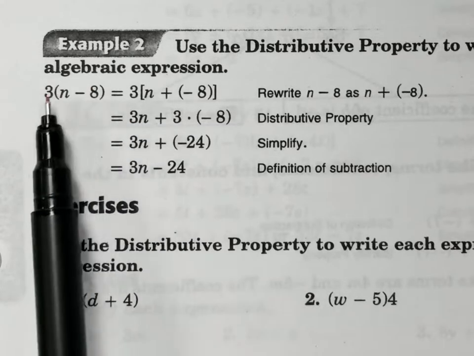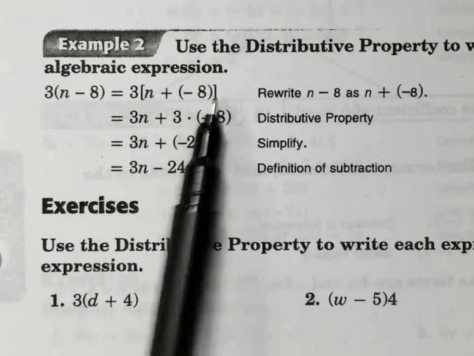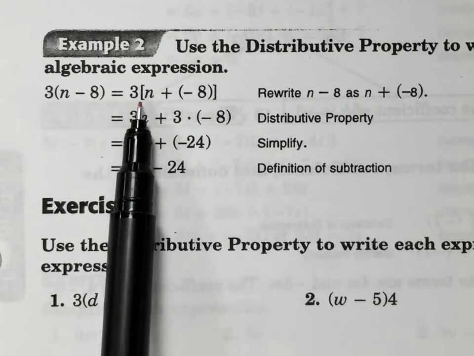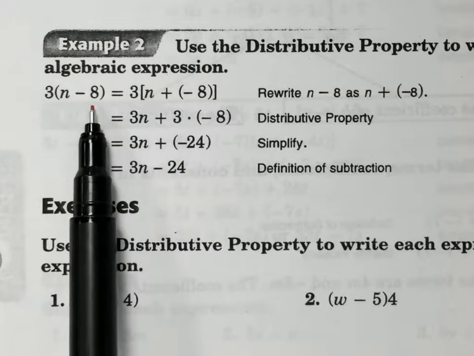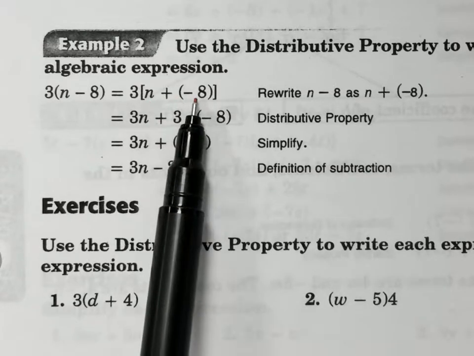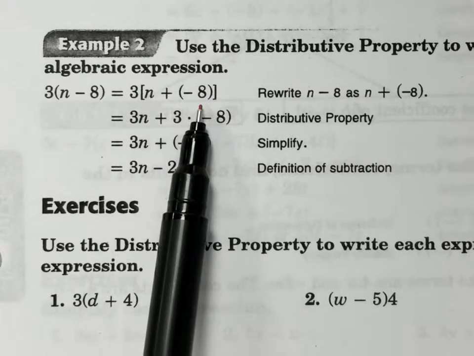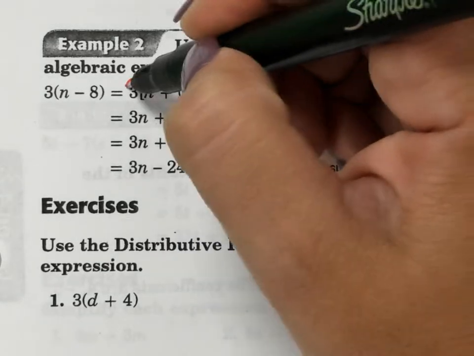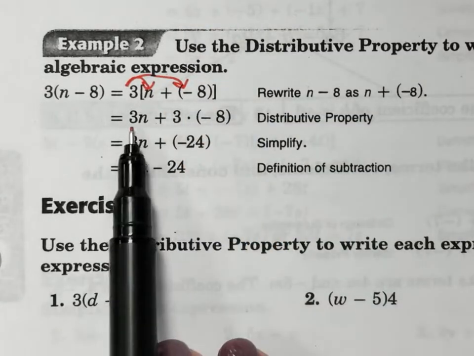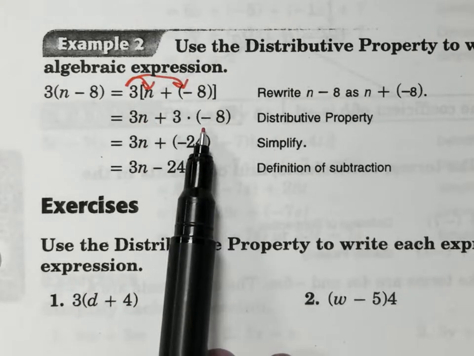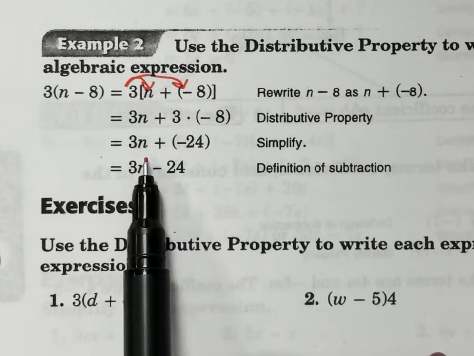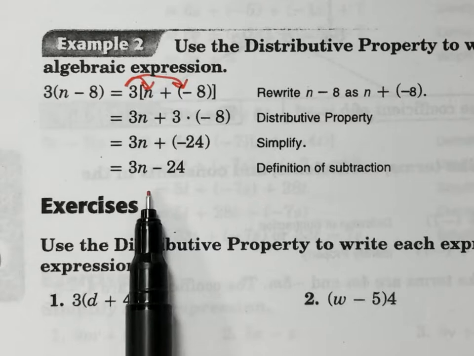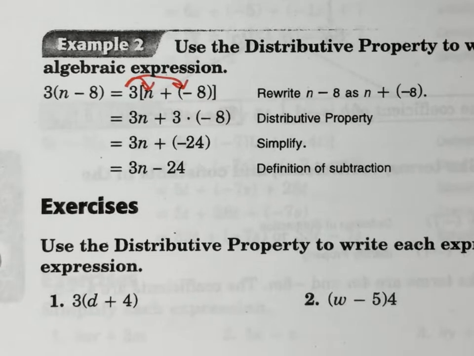So they distributed their 3, but before they did that, they changed it to an addition problem. Remember that if we're adding a negative, that's the same as subtracting. So n minus 8 is the same as n plus negative 8. That's all they did, just change it to an addition problem. And then they distributed the 3 to both numbers. So we got 3 times n plus 3 times negative 8, which simplified to 3n plus negative 24. And then, just like I said, adding a negative is the same as subtracting. So 3n minus 24.